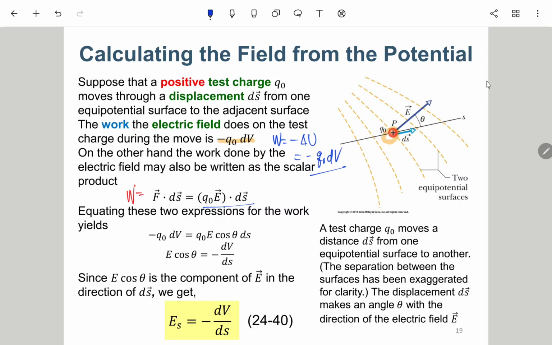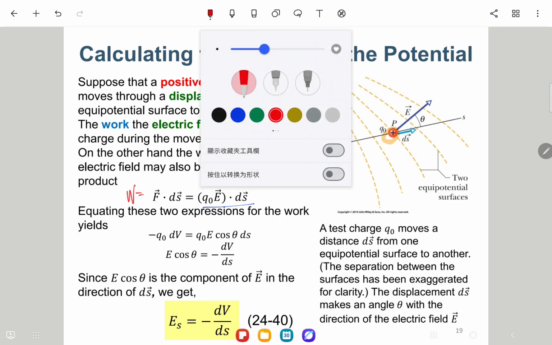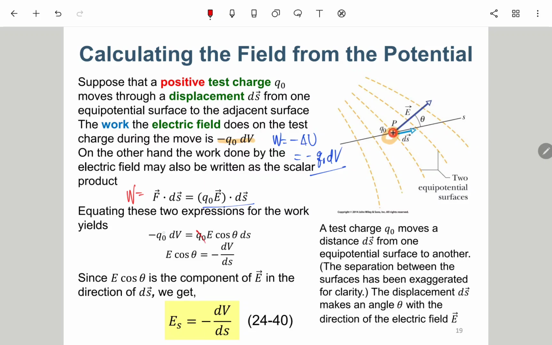They don't necessarily point in the same direction, so we assume the angle between the E field and ds is theta in radians. In that case we can cancel the test charge, as always, because the amount of the test charge shouldn't be related to what we want to know. Finally we get E cosine theta, and moving ds to the other side, we have negative dV over ds.